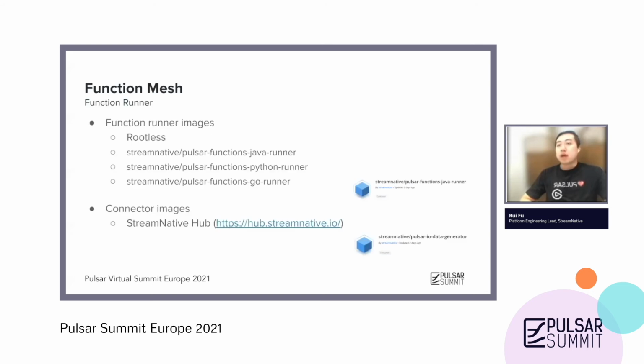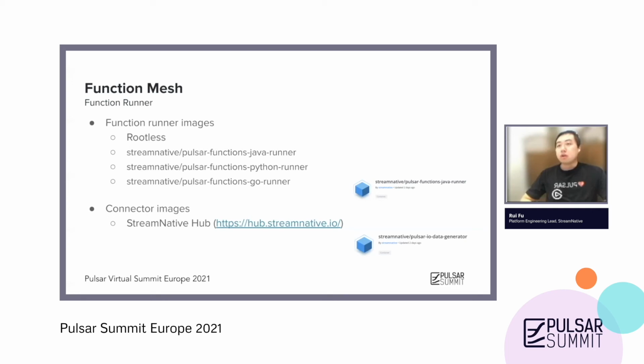And now we have a self-contained function runner based on the Pulsar functions runtime, and we build multiple individual function runtime images based on the StreamNative Pulsar image. Each runner image contains a language-specific runtime and the related toolchains. We published Java, Python, and Go runner images starting from Pulsar 2.7.3, and we will keep updating the StreamNative Pulsar image.